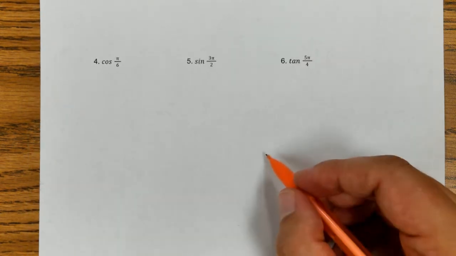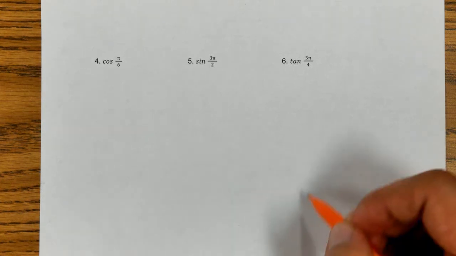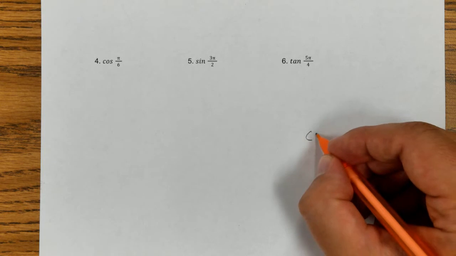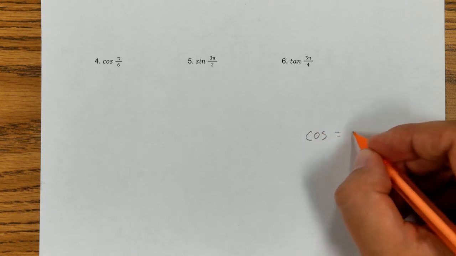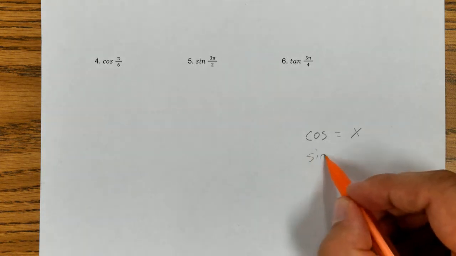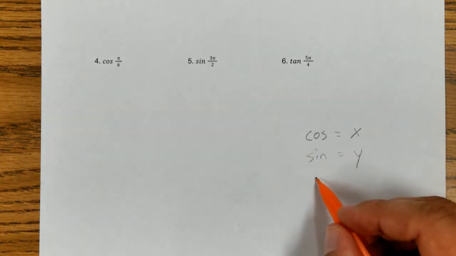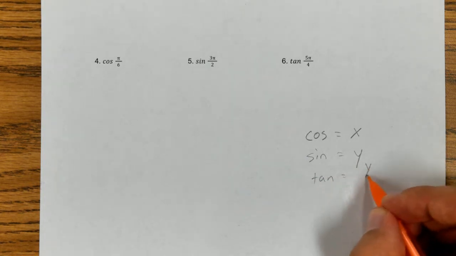First, if you look at the unit circle, sometimes you'll see it with coordinates going around the circle. Just know that the cosine of an angle is always going to equal the x value. The sine of an angle is always going to be the y value, and tangent is always going to be equal to y divided by x.